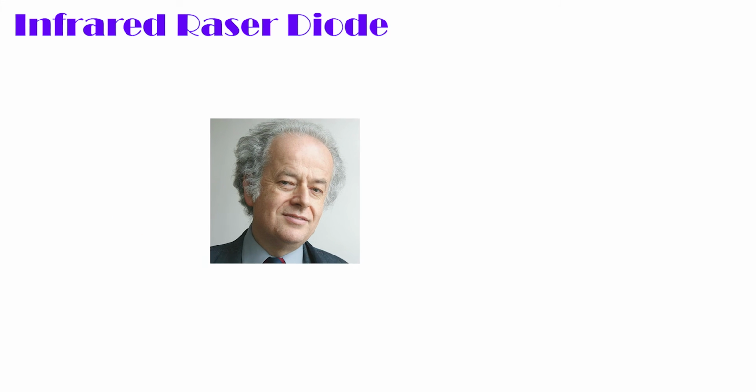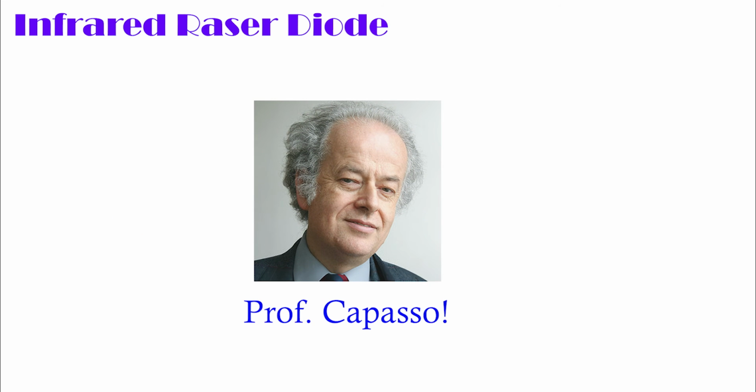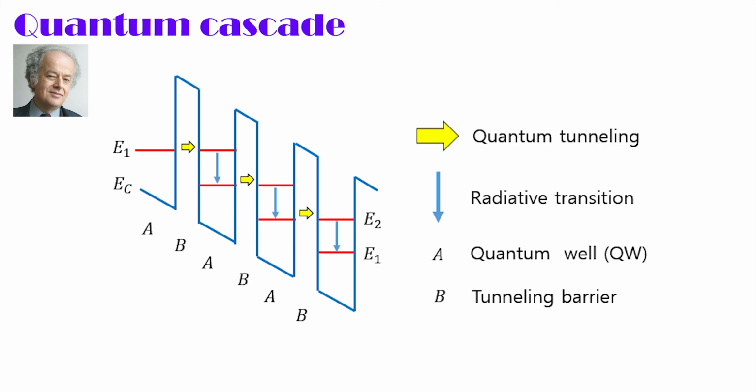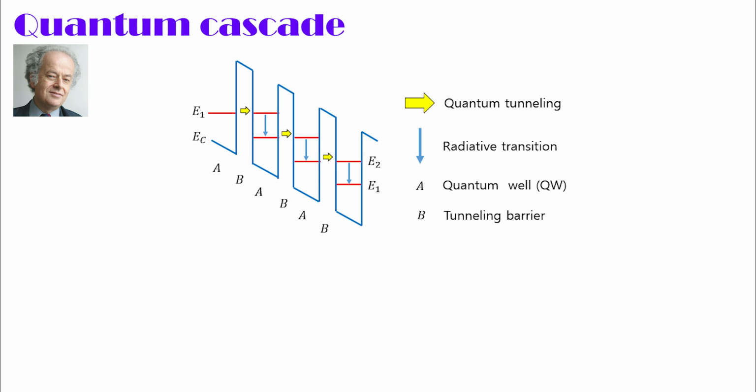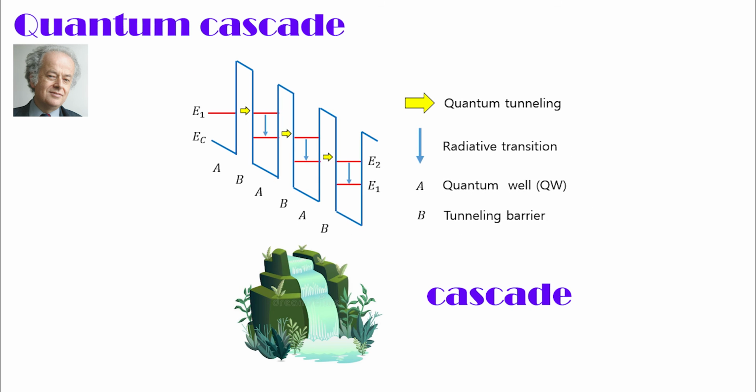So we invited a new guest, Professor Capasso. Professor Capasso, please help me. Okay, now we focus on the conduction band. And now we stack AB quantum structures. Here, A is a quantum well and B is a tunneling barrier, but the barrier is thin enough to allow quantum tunneling. This shape looks like a cascade, right?